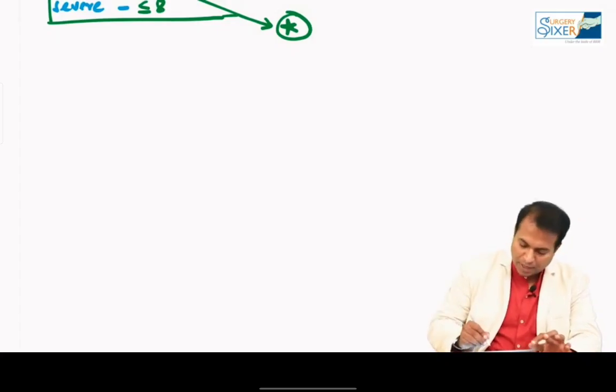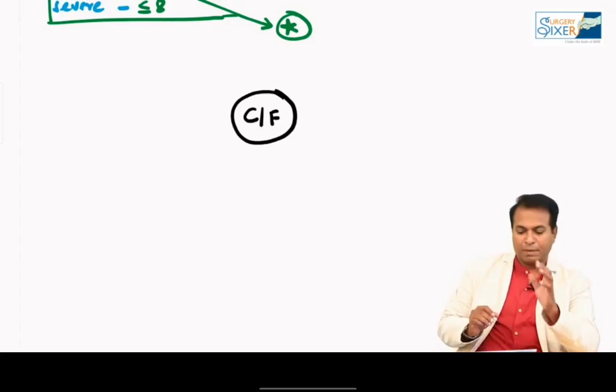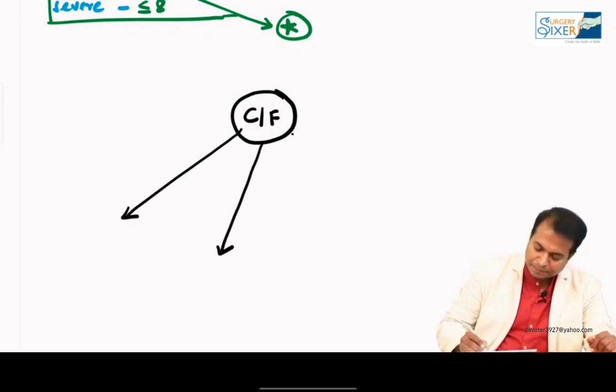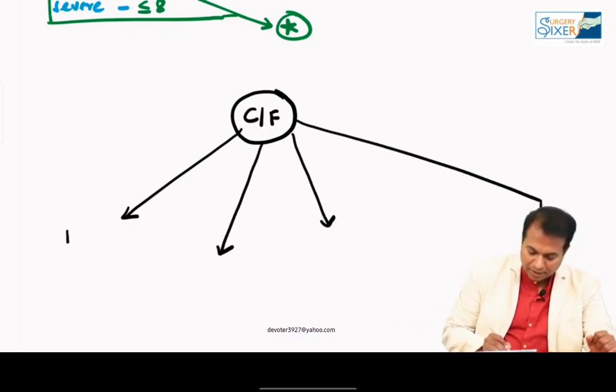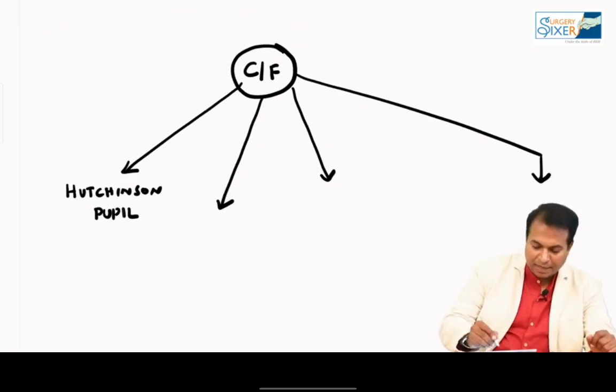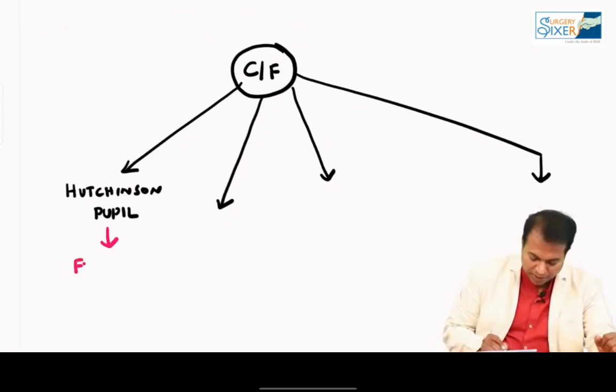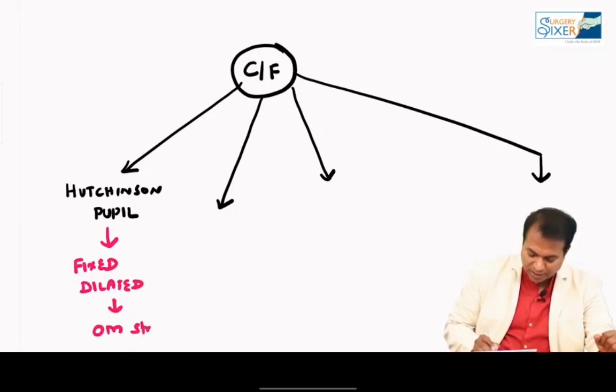Now what should I do? I should look for some clinical features of head injury. So I'm going to tell certain clinical features. Let me tell first, Hutchinson pupil. You are examining the person, who is having Hutchinson pupil. What is it? Hutchinson pupil is a fixed dilated pupil, seen in oculomotor nerve stretching. So this is one sign of head injury.